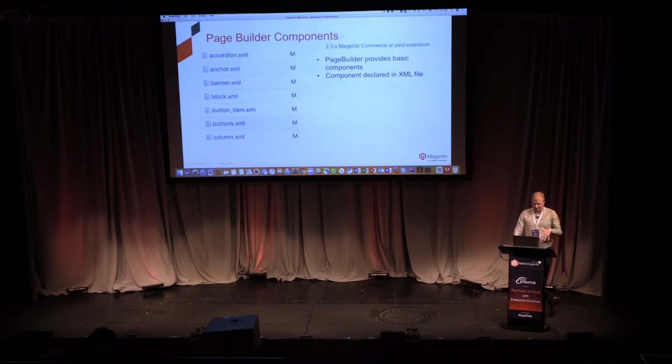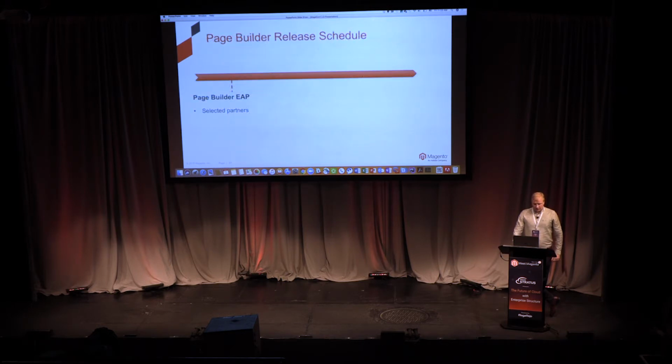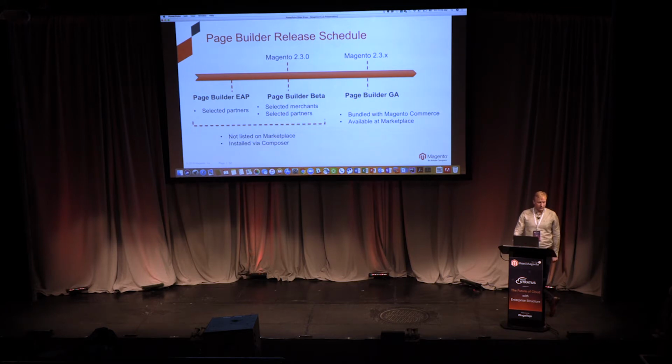So, some developer information. I don't have a lot of time to talk about it, but again, Magento loves XML, lots of XML here. Column declaration, all the attributes. This is the release plan that I mentioned for Page Builder: 2.3 beta, then it will be GA.